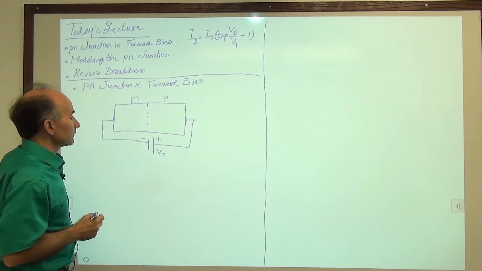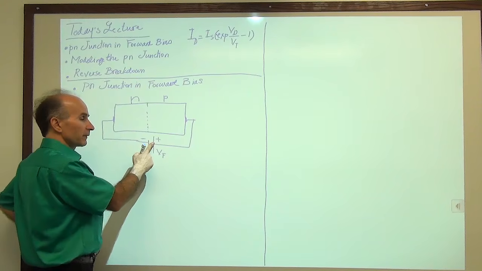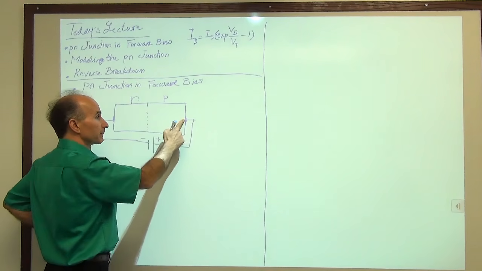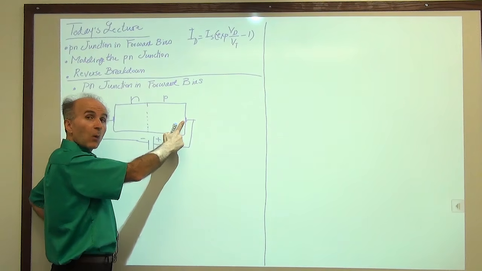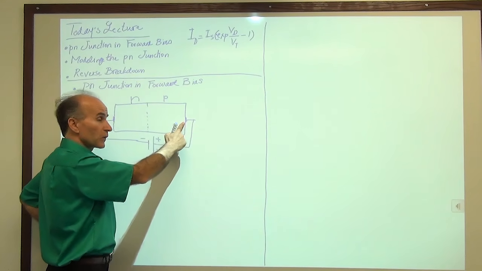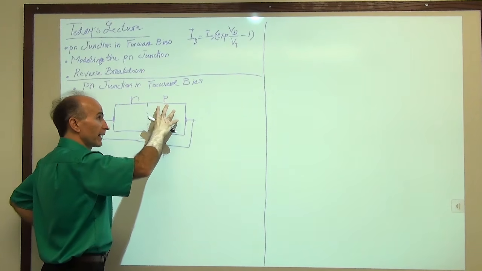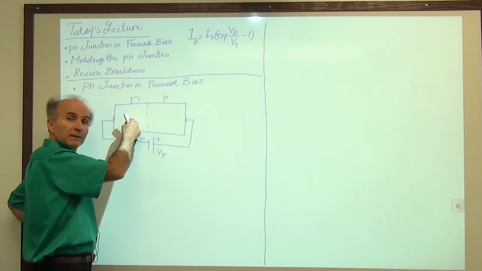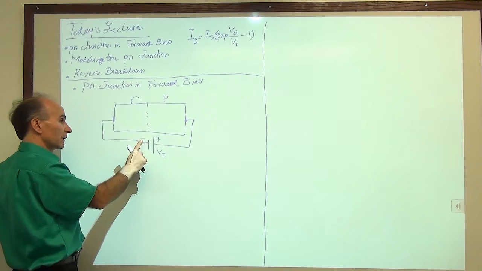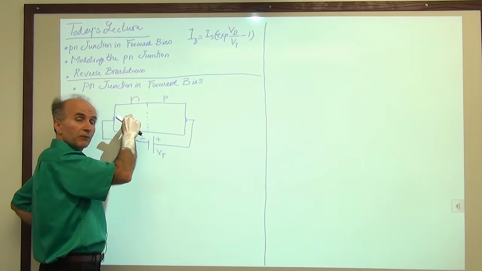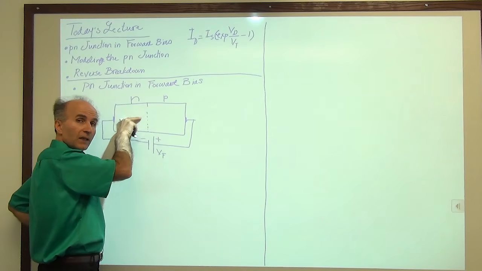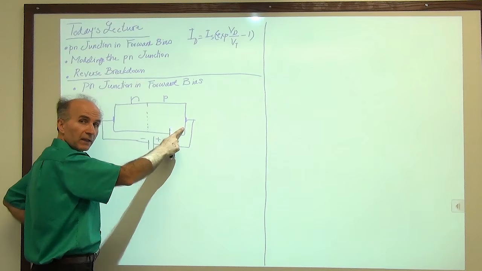Well, we can see that we have a positive terminal connected to here. This positive terminal wants to push positive charge away from here, so it will push the holes that we have here to the left. Similarly, this negative terminal is connected to the N side, so it wants to push the free electrons on this side to the right. It wants to push them away.